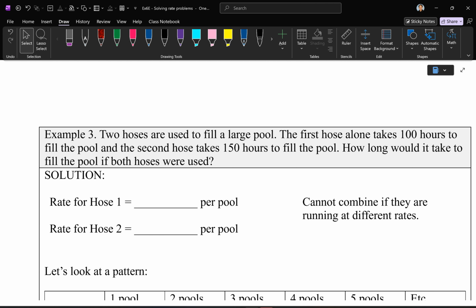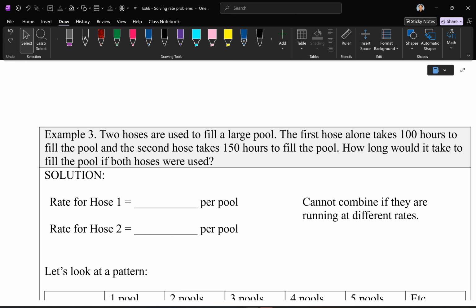The first hose, it takes 100 hours to fill up the pool. The second hose from the back, you poured it over and it's slower and it takes 150 hours to fill the pool. So you're like, you know what? Instead of filling one at a time, how about I put both hoses into the pool? How long would it take for both hoses to fill up the one pool?